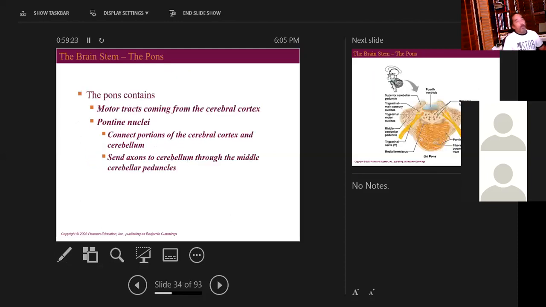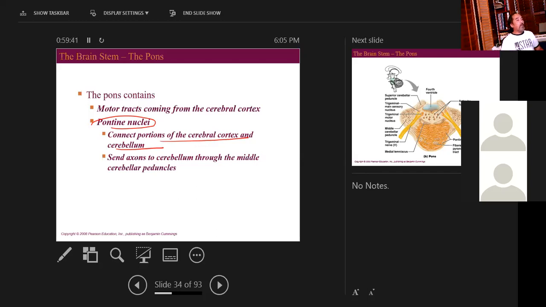Inside the pons is what we call the pontine nuclei. It connects portions of the cerebral cortex and the cerebellum. So that's going to be called the pontine nuclei. You don't see it from the outside. The only way you can see it is when you cut through the pons.